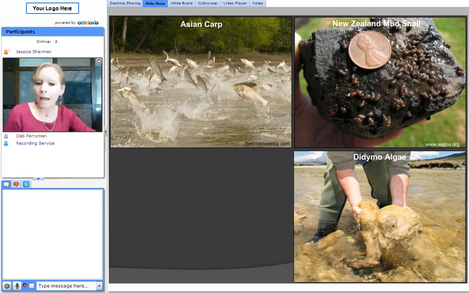This is an algae. It's called didymo. This is in the Great Lakes basin. And you can see how thick and dense the algae can get. When it does this, it'll block out sunlight for other submerged aquatic vegetation. It also takes up a lot of nutrient resources.